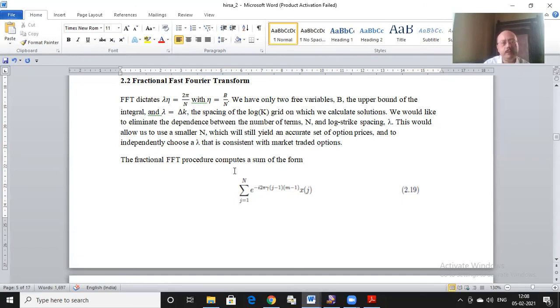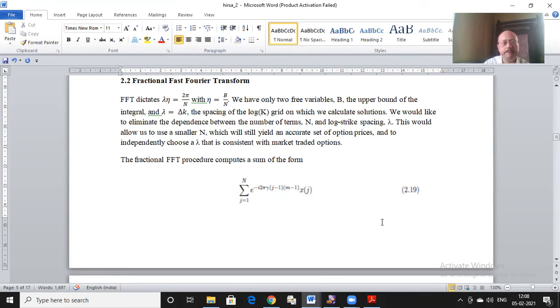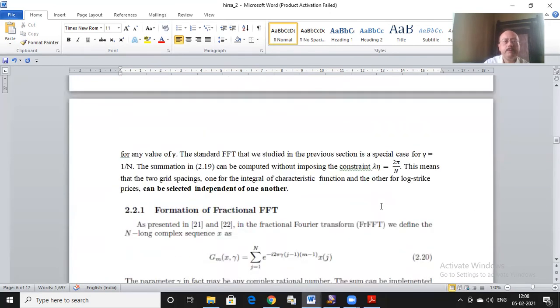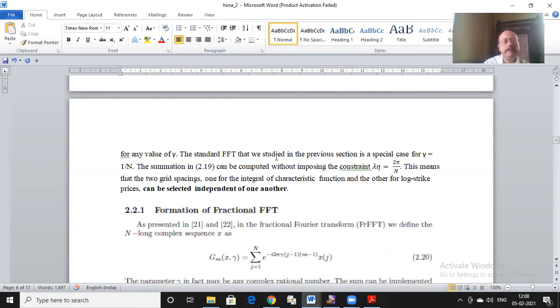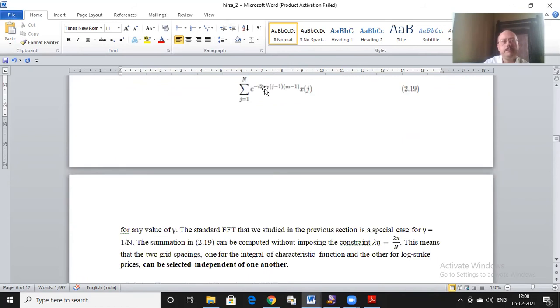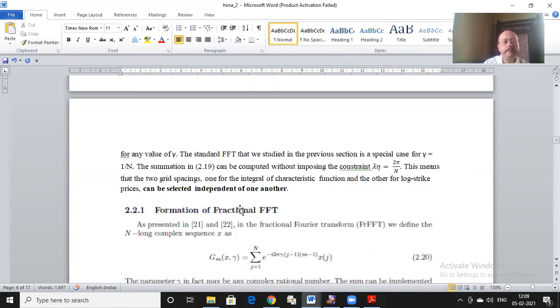The fractional FFT computes a sum of this form. The sum is the same as before, 2 pi gamma (j minus 1)(m minus 1) x_j, but it does so for any value of this parameter gamma inside. The standard FFT that we studied earlier is actually gamma equal to 1 by n, because I wanted that 2 pi by n relation. But if I break that relation, if I am free to choose any gamma, then what I have is called a fractional FFT.